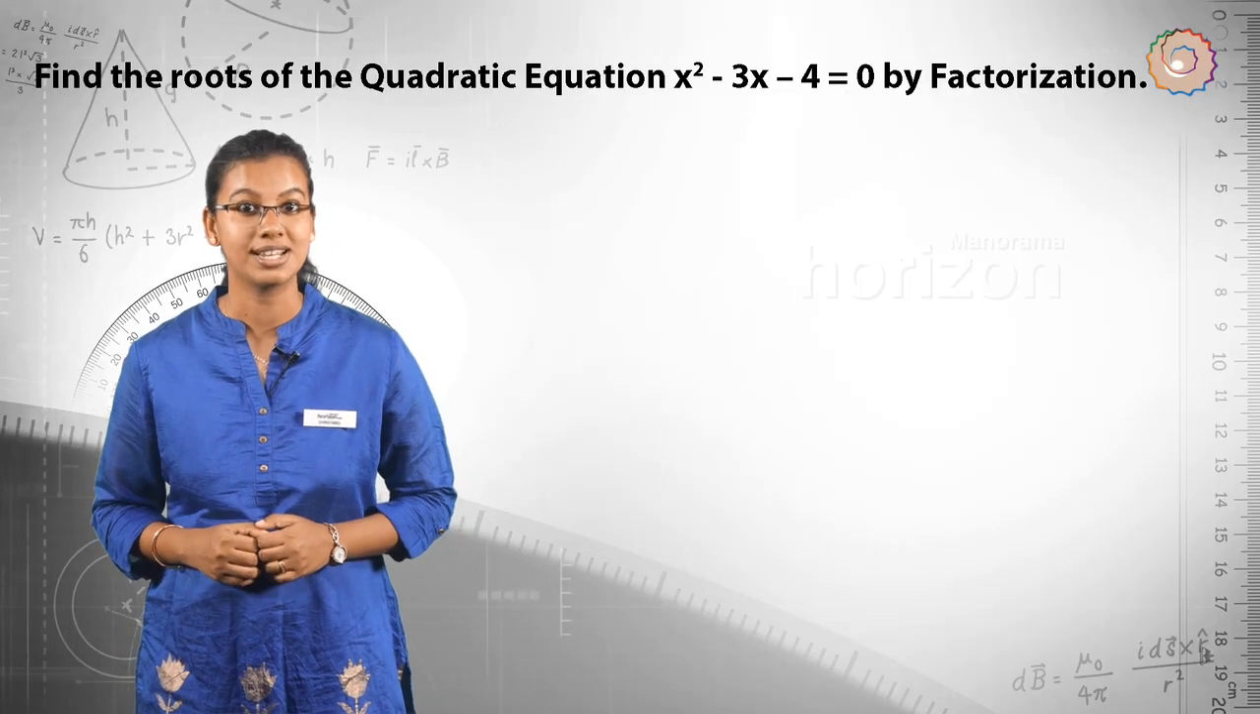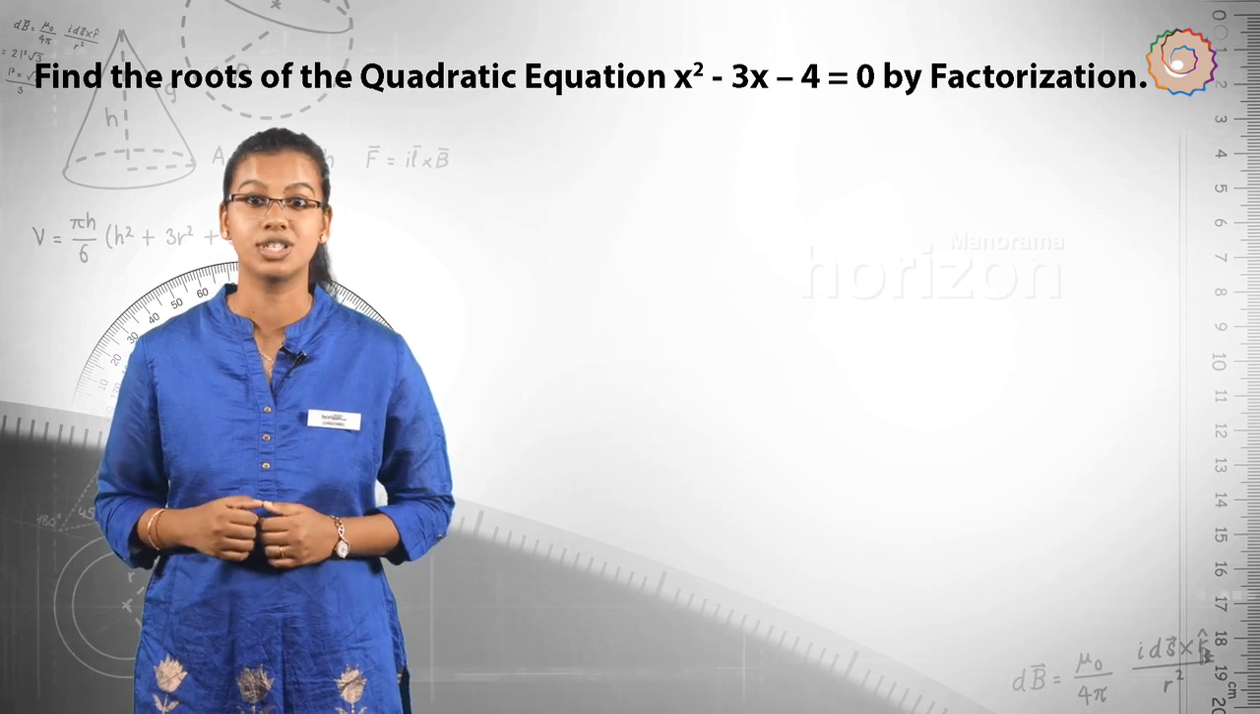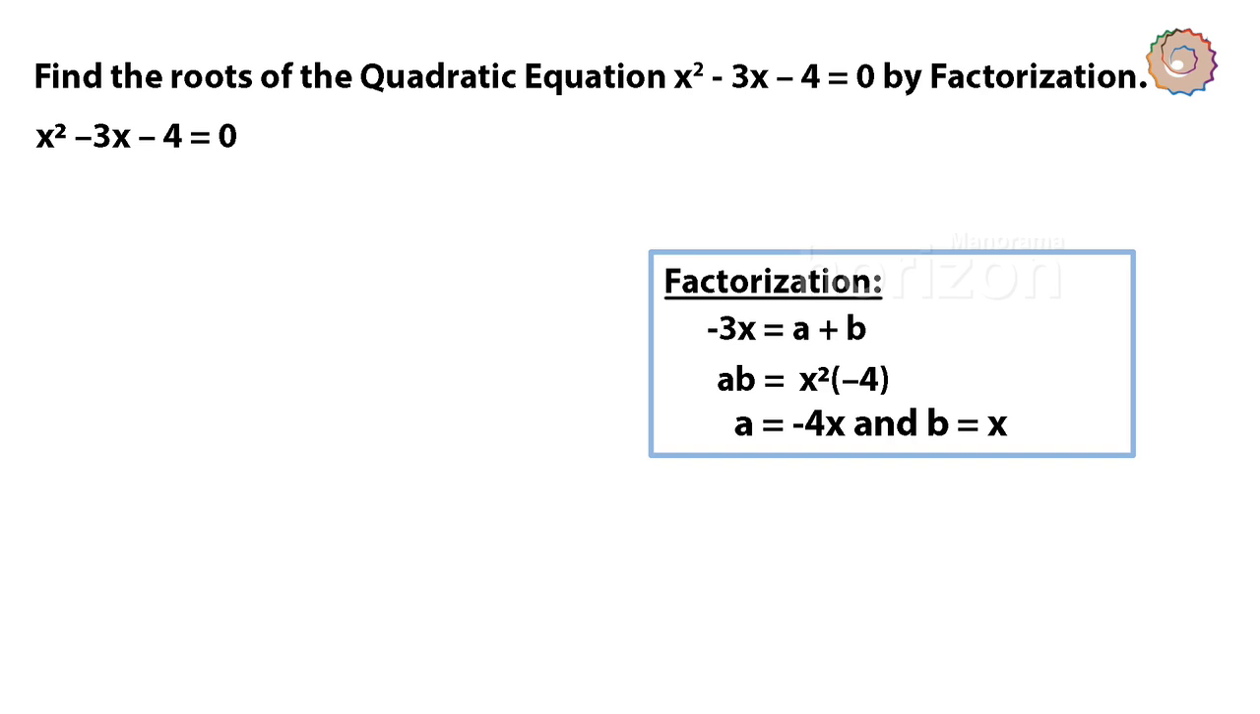Find the roots of the quadratic equation x² - 3x - 4 = 0 by factorization. For factorizing x² - 3x - 4 = 0, we need to split the middle term -3x into 2 terms in such a way that their product will be equal to the product of the x² term and the constant term of the quadratic equation. So we can give the 2 split terms as -4x and x.